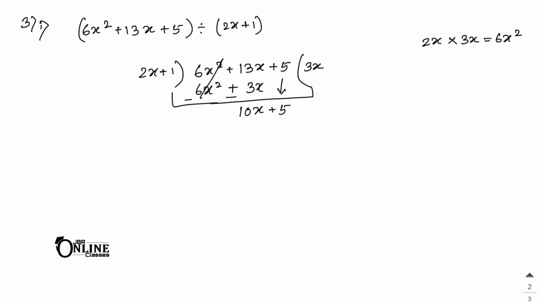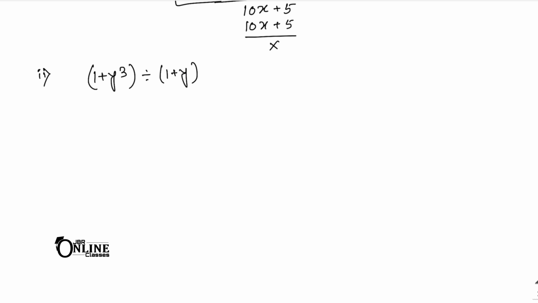So 10x plus 5. Now your next target will be to multiply something with 2x to get 10x. So if you multiply 5 with this one, then it will be 10x. So that means write down positive 5 here. So it will be 10x plus 5. So here your answer is 3x plus 5. It's very easy.